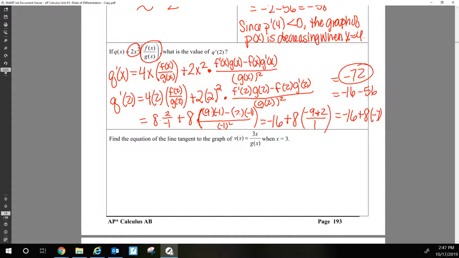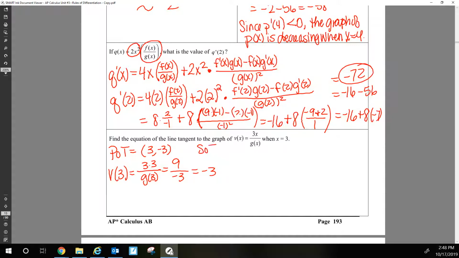All right, find the equation of the line tangent to the graph of v of x equals 3x over g of x when x equals 3. So again, we need a point on the tangent line when x is equal to 3. So what is v of 3? That's 3 times 3 over g of 3. 3 times 3 is 9. From your table, what is g of 3? Negative 3. 9 divided by negative 3 is negative 3.